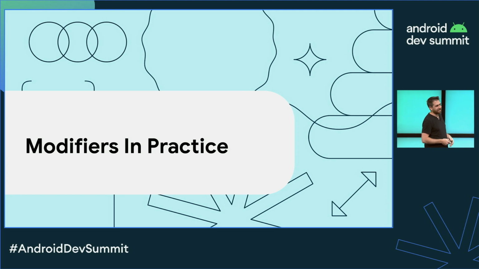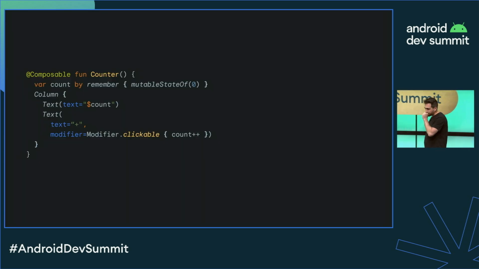So in practice, we've seen that modifier.composed gets used a lot. And it's really shaped the way modifiers work in practice. So let's take a look at an example. Consider the small example of a counter. We have a column with 2 text nodes. One displays the count, the other has a clickable modifier.